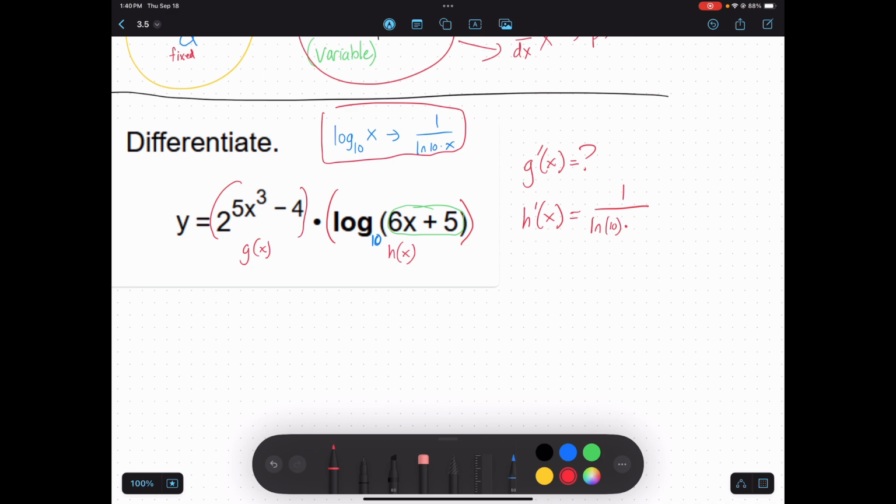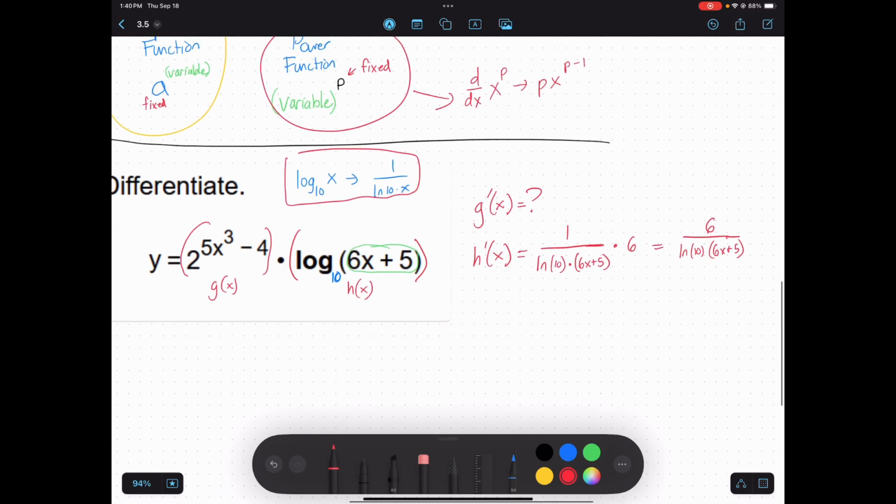But then I multiply by, since this was log base 10 of a function, this is where my function goes, my inside function, 6x plus 5. So I take the derivative of my outside function, leaving the inside the same, and then I multiply by the derivative of the inside function. What's the derivative of 6x plus 5? That derivative is just 6. So that takes care of h prime, the derivative of my second piece.